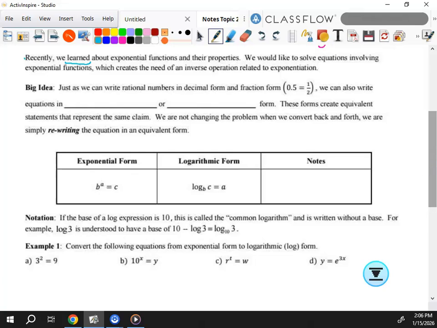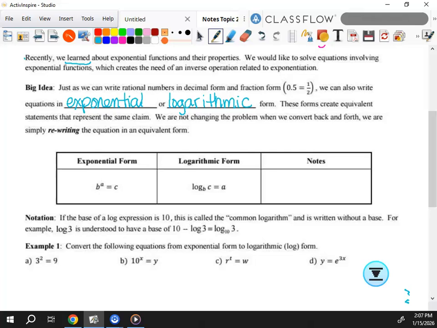So our big idea here, just as we can write rational numbers in decimal form, so 0.5 equals 1/2. They have the exact same value, they just look different, right? We can also write equations in exponential or logarithmic form. Okay, I put out the whole word logarithmic, but from now on, I'm probably just going to write log because it's easier.